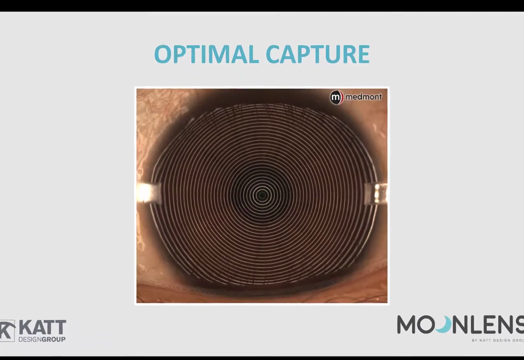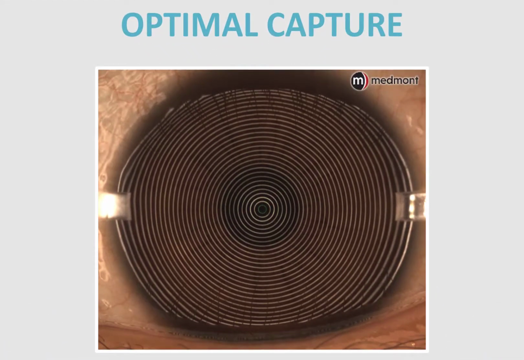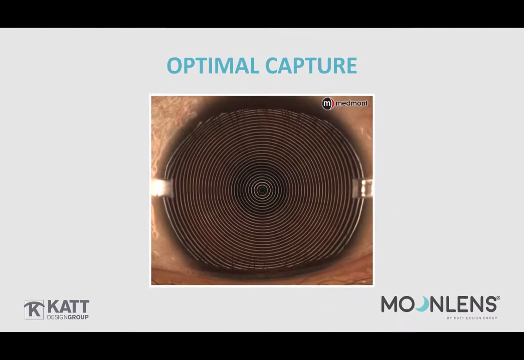Here we can see an optimal capture where the rings reflect in a parallel and even manner. The lids are primarily out of the way, the eyelash shadows minimized, and the lacrimal lake isn't too intrusive. Most importantly, the central 10 to 15 rings appear ideal.